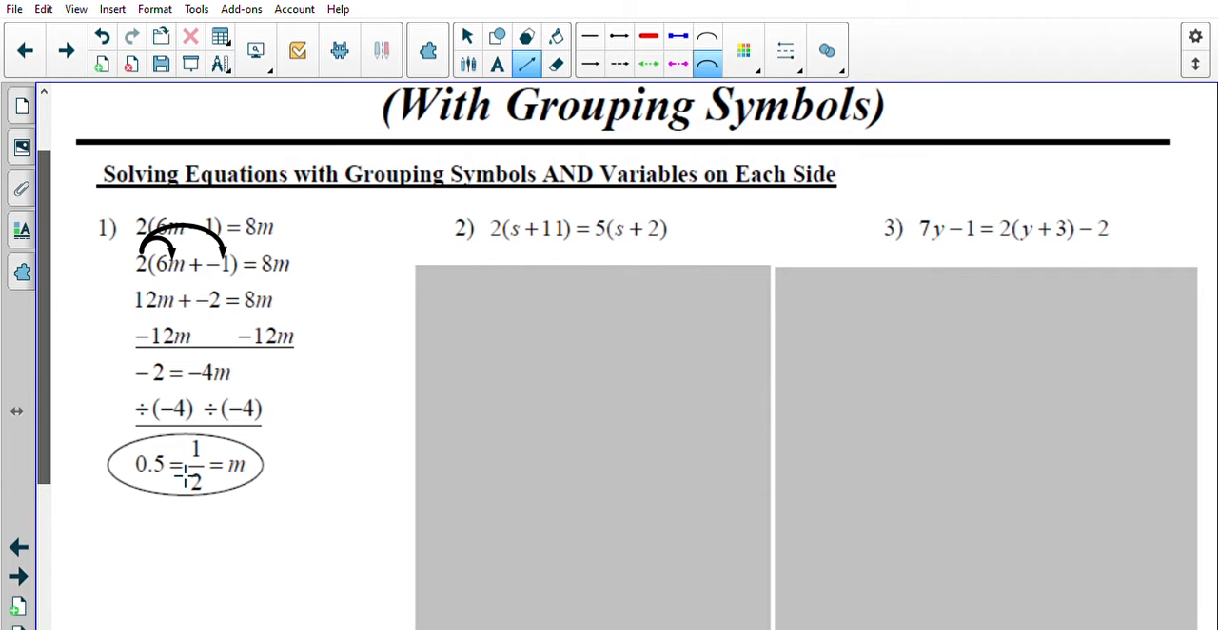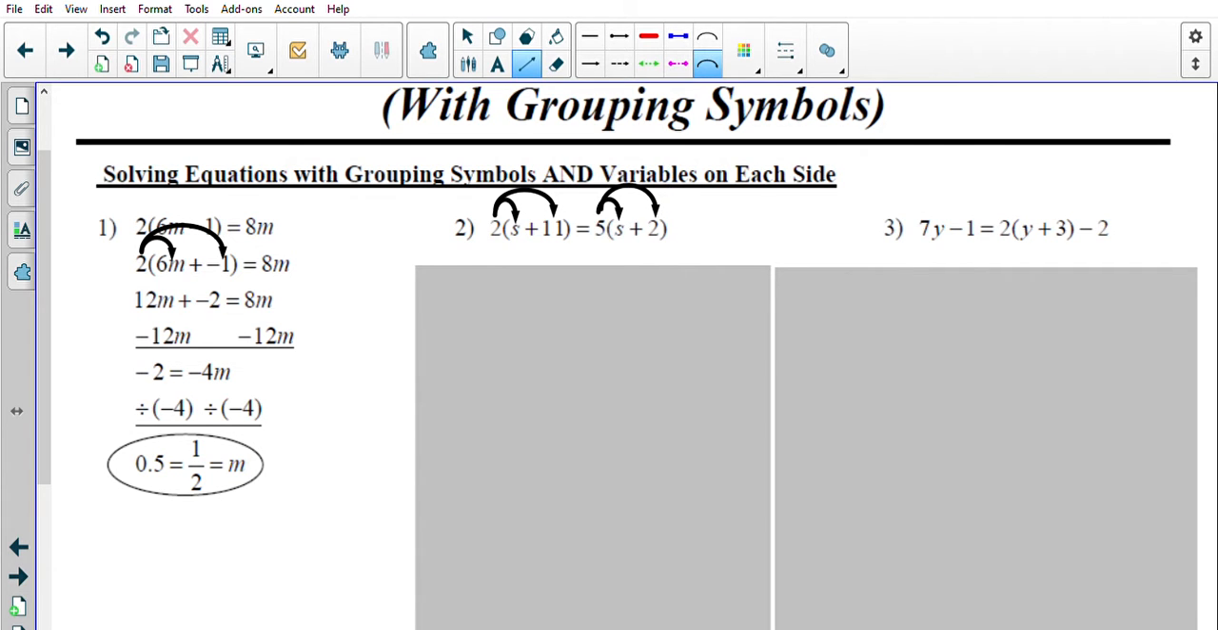So let's take a look at number 2. Number 1 was already done for you, but in number 2, we have to work through this one. So work through it step by step with us. The first thing we want to do is get rid of the parentheses by distributing the 2 into the parentheses on the left-hand side and the 5 into the parentheses on the right-hand side.